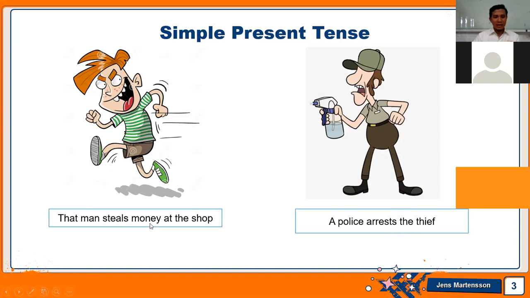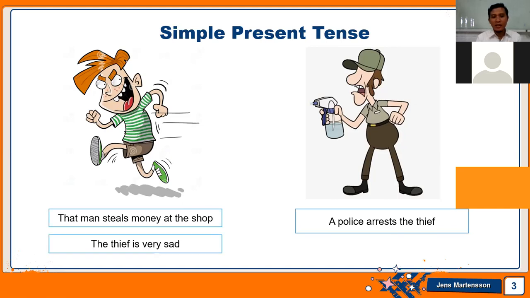Simple present tense. Look at the verb here: steals. Why are we using s here? Because that man is singular. That man steals money at the shop, and a police arrests the thief. This is simple present tense. Hope you understand.